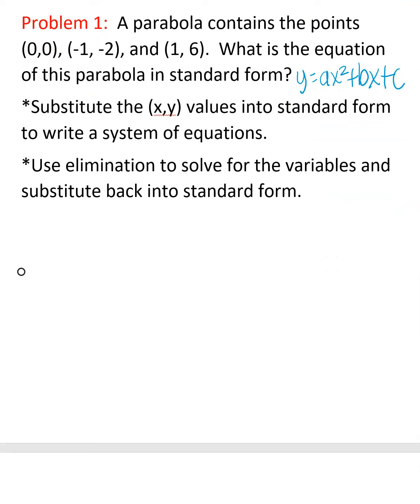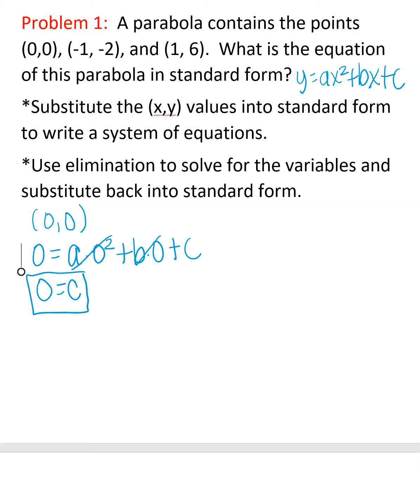So for the ordered pair (0, 0), the equation looks like this: 0 equals a times 0 squared plus b times 0 plus c. The zeros cancel out when you're multiplying, so you get 0 equals c. The good part about this one is that we've already found out what c is, so I'm going to go back and say my equation looks like this. Or you can just leave that off.